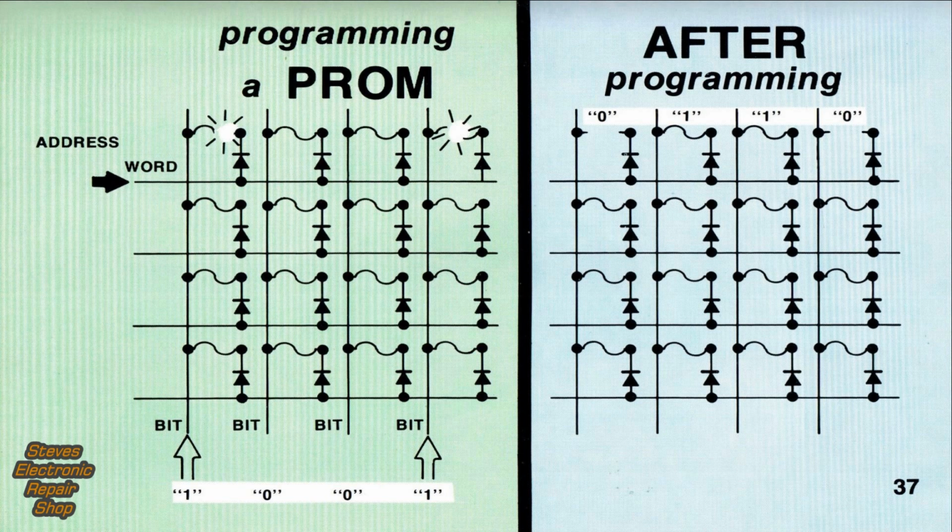The programmed PROM is shown on the right. A blown fuse represents a 0, while an intact fuse represents a 1. Therefore, the PROM can be written into only once during programming. From then on, it's strictly a read-only memory.